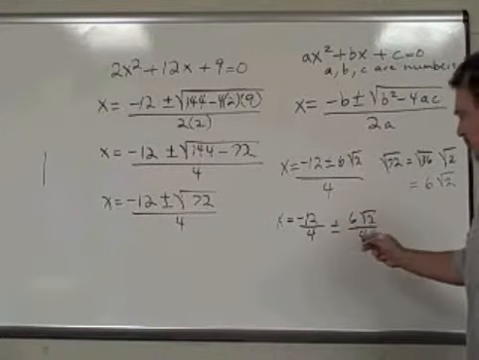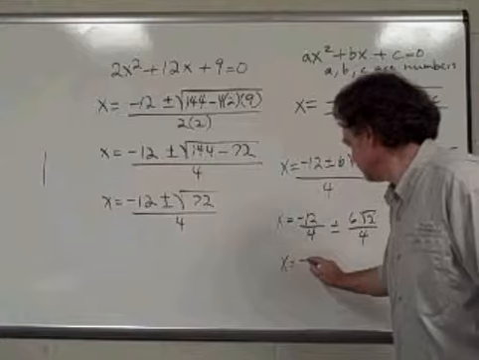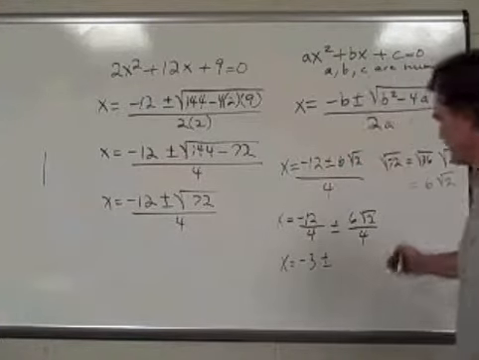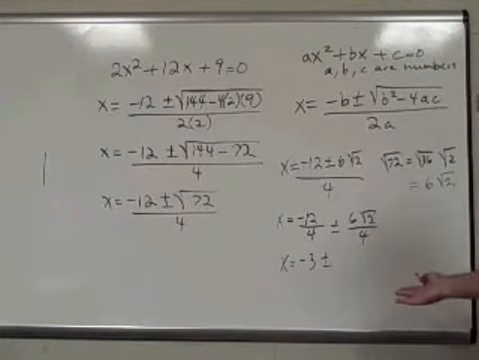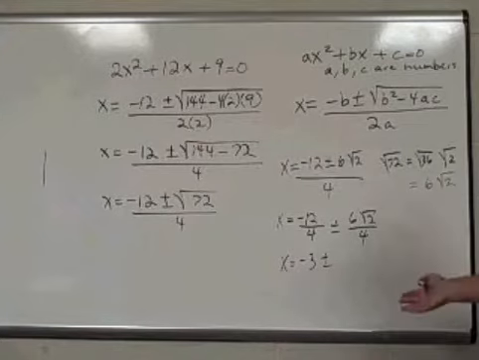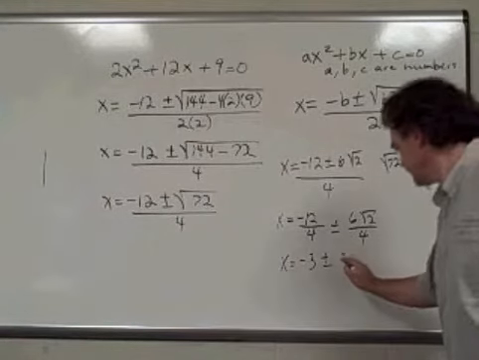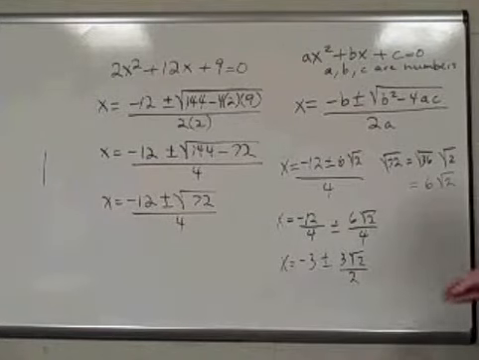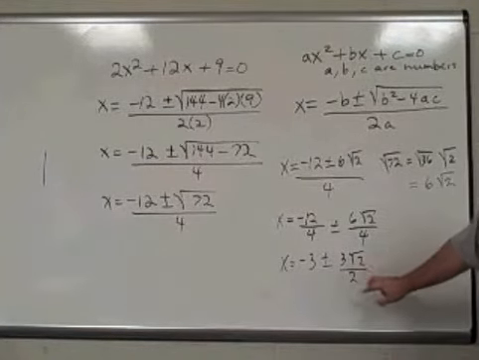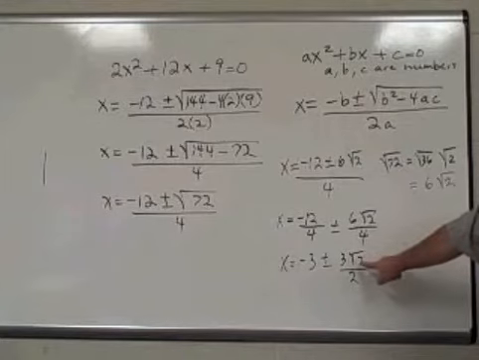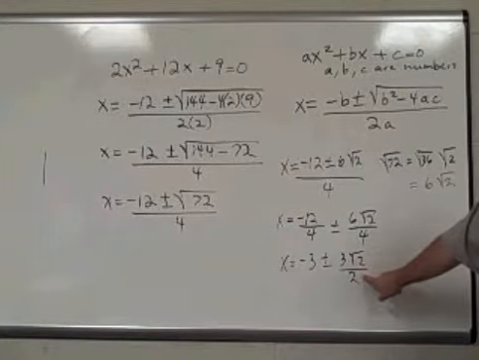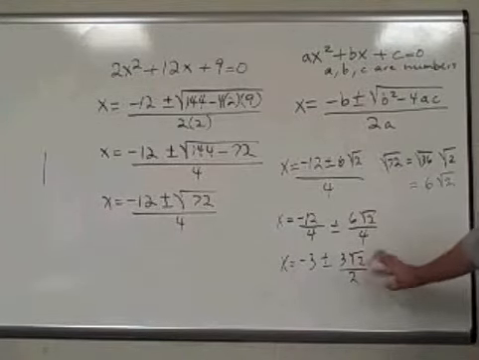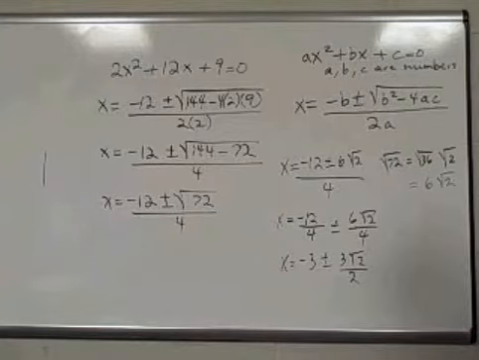Negative 12 over 4 would be negative 3. 6 over 4, I'm not going to get a whole number answer, but I can at least reduce that to 3 over 2, can't I? And be careful, don't cancel those 2's. Remember, this 2 is in prison in the radical sign. That 2 is outside of prison. They can't mix with each other when one's in prison and the other's not.